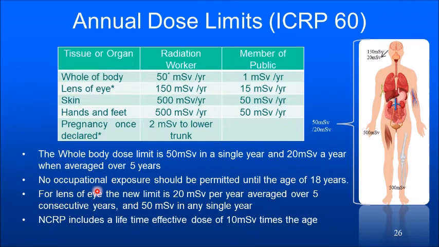And no occupational exposure should be permitted until the age of 18 years, which means nobody can be a radiation worker until he becomes 18. For lens of eye, the new limit is 20 millisievert per year, averaged over 5 consecutive years, and 50 millisievert in a single year, which is very similar to the whole body dose. NCRP includes a lifetime effective dose of 10 millisievert times the age, which means if somebody is 60, then the lifetime effective dose is 60 into 10 millisievert.